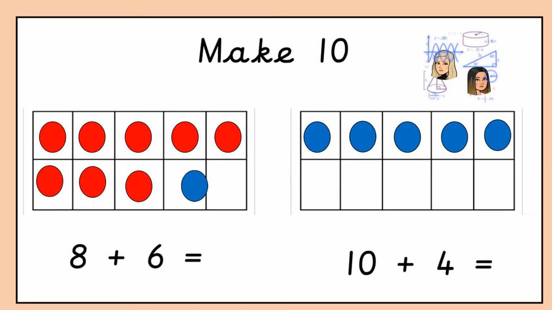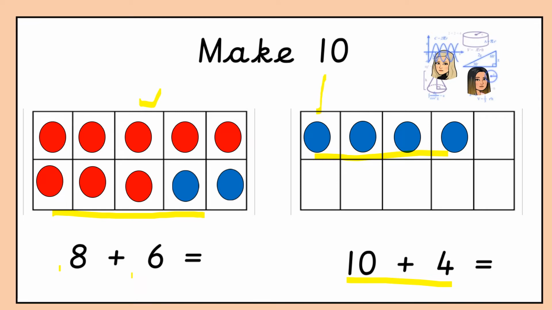Red, I move 2 blue across to make 10. So 8 and 6 is exactly the same as 10 on this 10 frame plus 4. I still have 8 red and I still have 6 blue. All I've done is moved my blue over to make 10. And we know that it's much easier to add on from 10, isn't it?